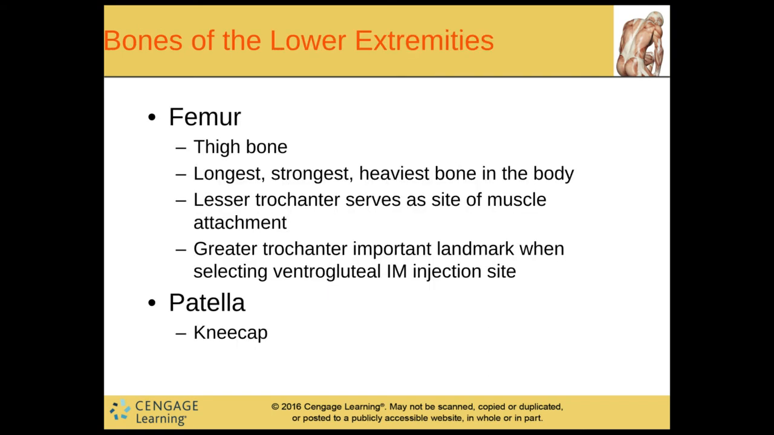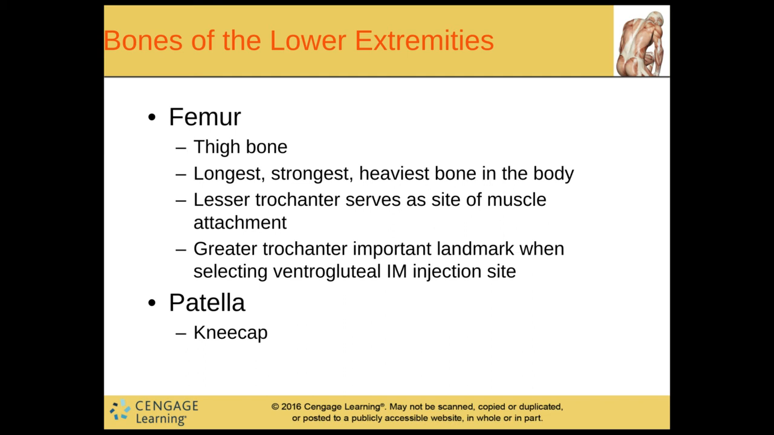Bones of the lower extremities. We have a femur, which is your thigh bone. This is the longest and strongest and heaviest bone in the body. The lesser trochanter serves as a site of muscle attachment, and the greater trochanter is an important landmark when selecting an IM injection in the ventrogluteal muscle, which is basically your butt, right? Which we don't practice at school, but if you are at a place where you give injections, they'll definitely teach you how to do that.